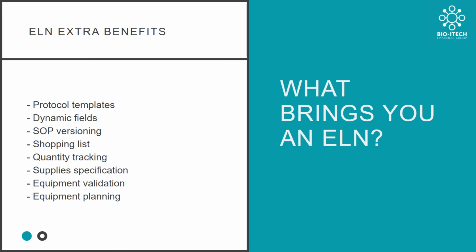Some ELNs include a protocol module. This allows you to set up either group or individual working templates. Others may have supplies and quantity tracking systems to monitor your consumable use within the lab. Equipment can also be added to an ELN and allocated planners. Allowing for equipment validation is also generally a possibility.